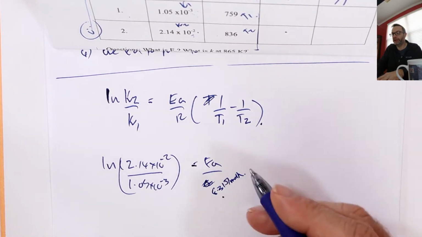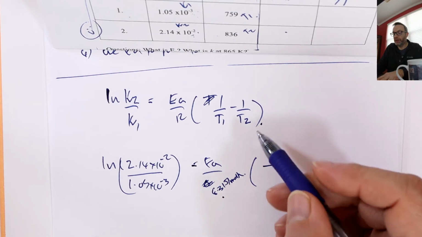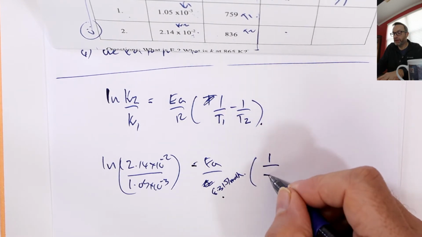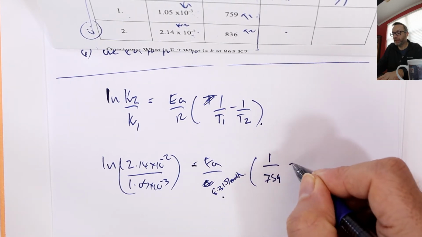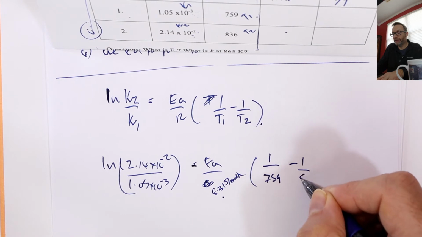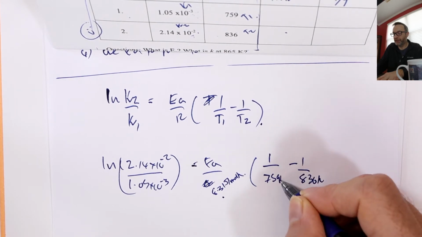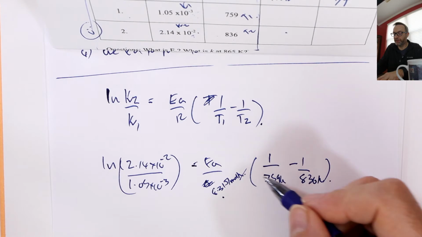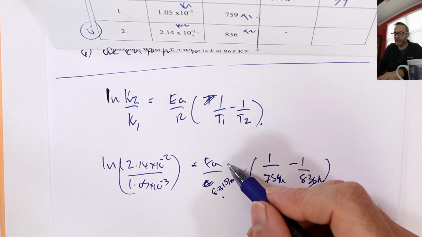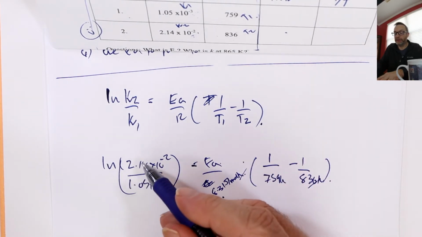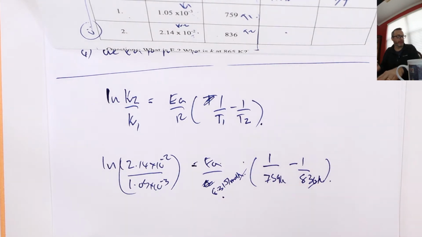So 8.31 under there, right? 1 over T1, 1 over 759 minus 1 over 836, and that's Kelvins underneath, so that's reciprocal Kelvin free unit. So Kelvins cancels. Energy is going to be in joules per mole, right? Now a log is just a number, yeah?